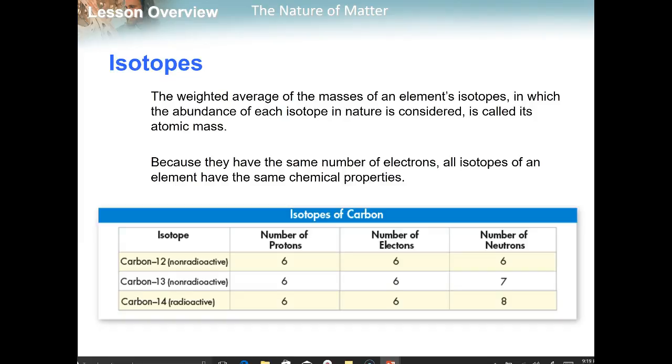Because they have the same number of electrons, all isotopes of an element have the same chemical properties. So we're not going to see any changes. Now, we haven't talked about chemical properties yet, have we? There's a difference between chemical properties and physical properties. Let's just put this up here. Physical properties are going to describe, is it a metal, is it a non-metal, is it silvery, is it shiny? Those are going to be the physical properties. Is it a solid, is it a gas, is it a liquid? A chemical property is going to be how it reacts.